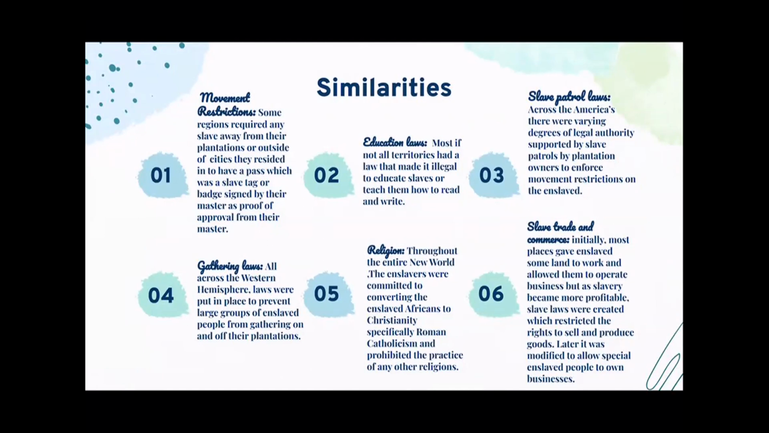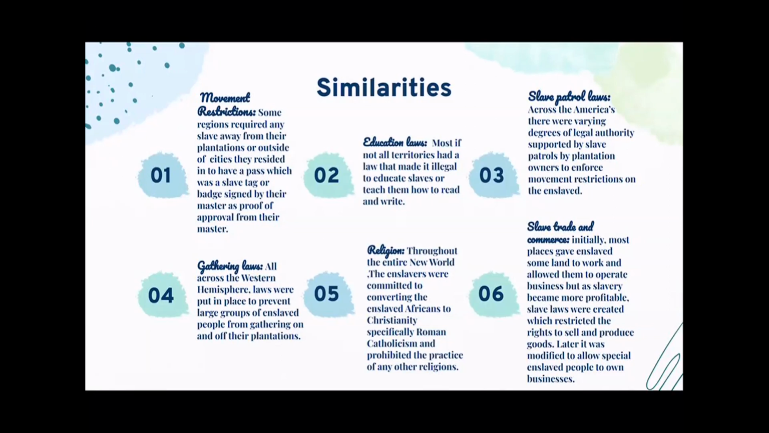Three, slave patrol laws. Across the Americas, there were varying degrees of legal authority supported by slave patrols by plantation owners to enforce movement restrictions on the enslaved. Four, gathering laws. All across the Western Hemisphere, laws were put in place to prevent large groups of enslaved people from gathering on and off their plantations.